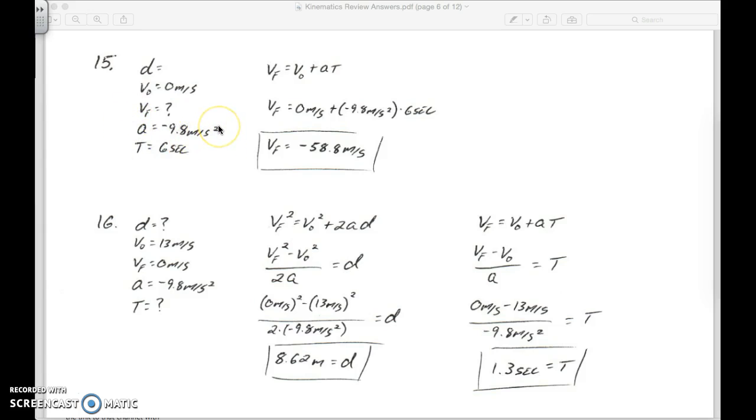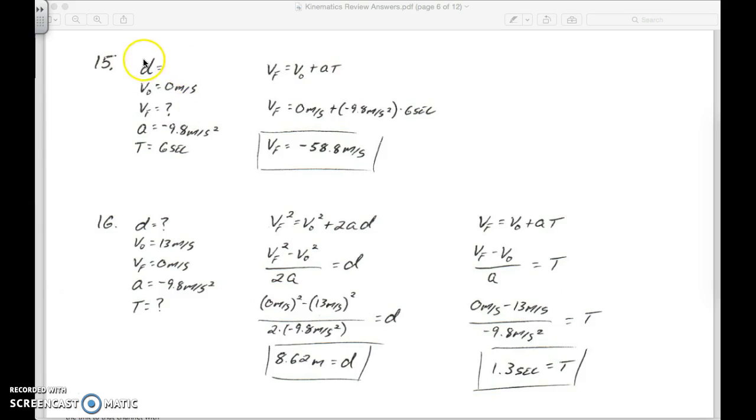Number 15, a stone falls freely from rest for 6 seconds. And since it starts from rest, initial speed is 0. How fast is the stone going when it strikes the ground? Vf is the question mark. Now, sometimes people want to say, oh, when it hits the ground, it stops moving. Yes, I know after it hits the ground and comes to a stop, it will stop moving. The question is asking, how fast is it going as it hits the ground? That instantaneous moment just before it hits the ground. And that's what we're looking for. How fast is it going at that moment, not after it's already hit and stopped.